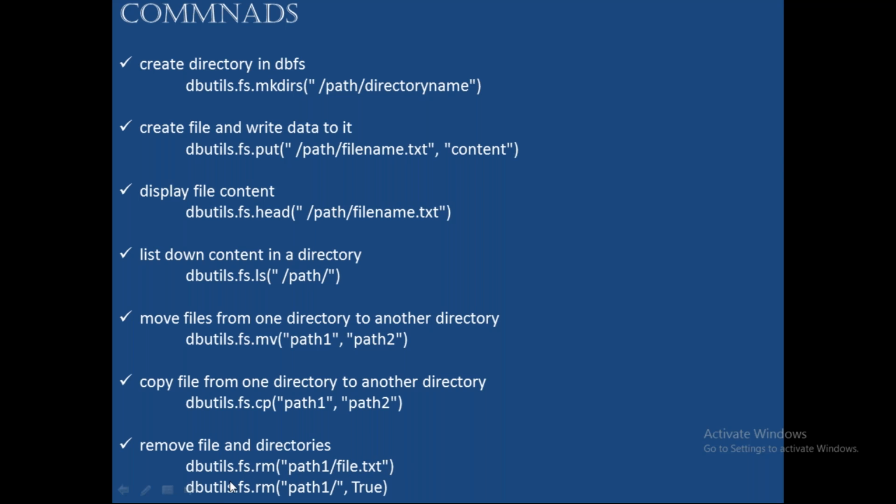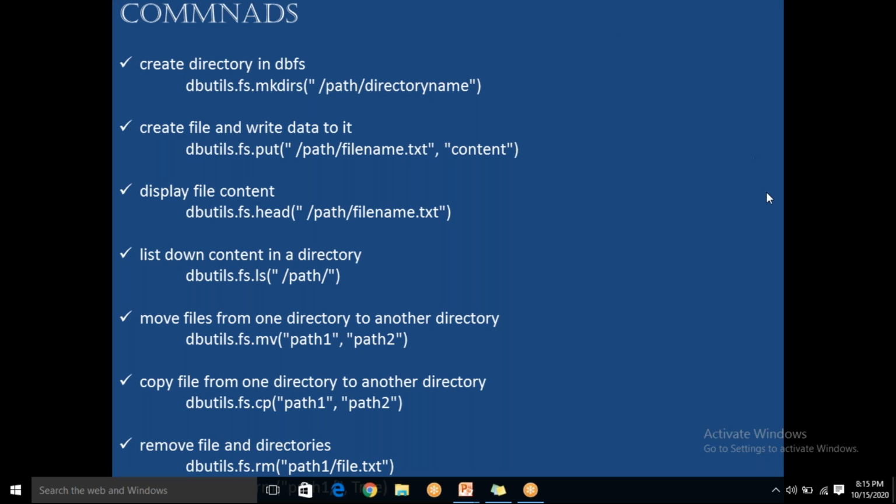Now, if you come down, you can see dbutils.fs.rm path1 with true. What does it mean? It is going to remove the entire directory. That is, in this path 1, whatever directory you have, say path1/folder1, the entire folder1 you are going to delete. True means the entire folder will be removed. If you are simply mentioning some file and not using any flag here, only that particular file will be removed. Okay, any question on this particular slide?